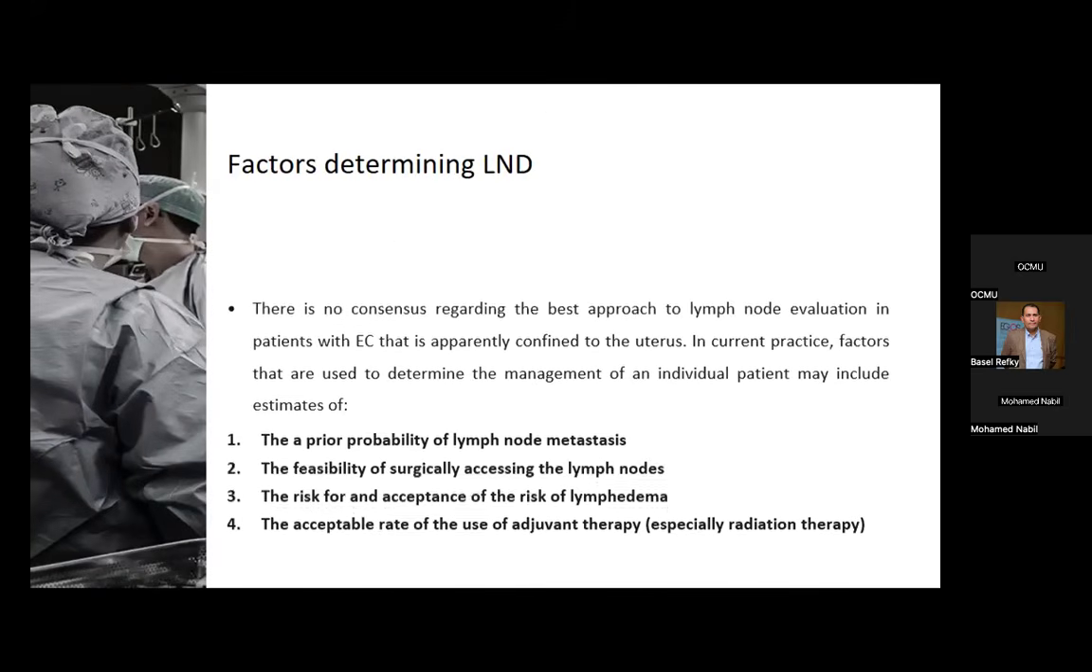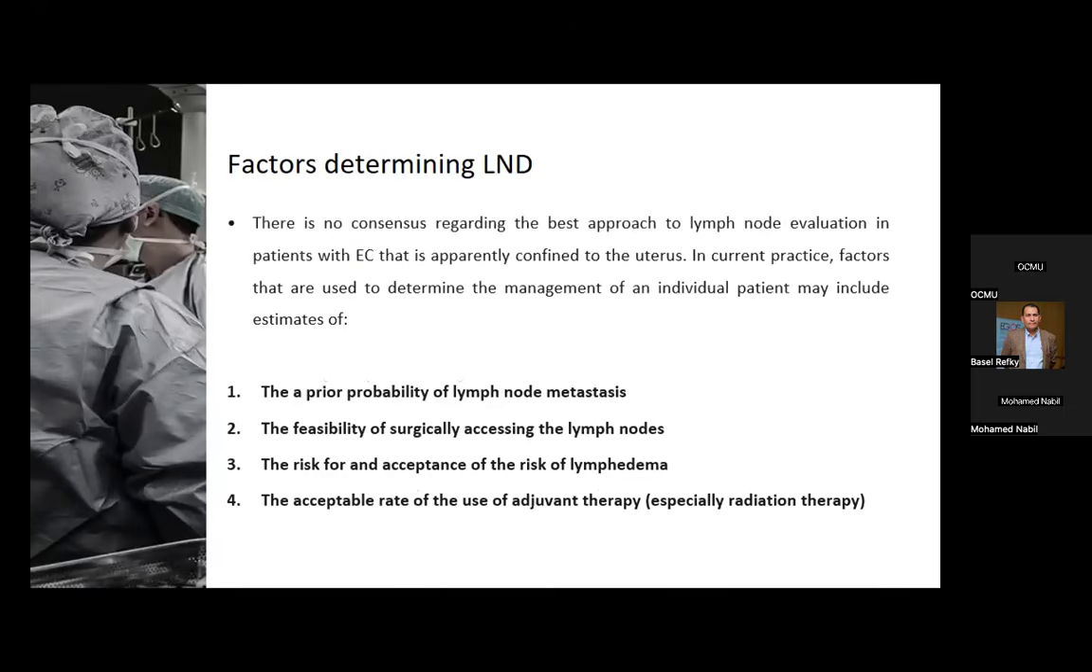So what are the factors that will determine whether we will do a lymphadenectomy or not? Mainly the probability of lymph node metastasis depending on the disease stage or type. The feasibility of surgically assessing the nodes is very, very important. Will you be able to surgically assess this node? What I mean is, a patient with a BMI of 56 and a high-risk disease who cannot tolerate a Trendelenburg position to do a laparoscopy, will you do an open midline incision and do a para-aortic lymphadenectomy? If you omit it, I will not criticize you.